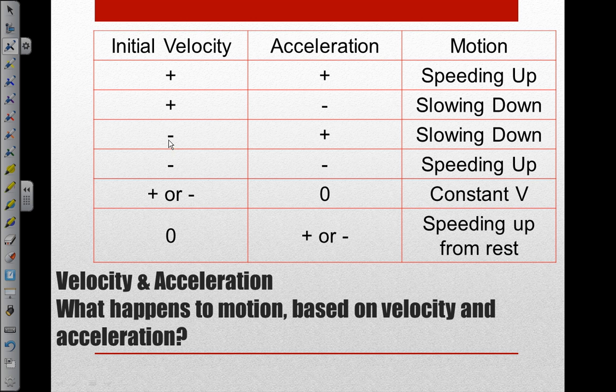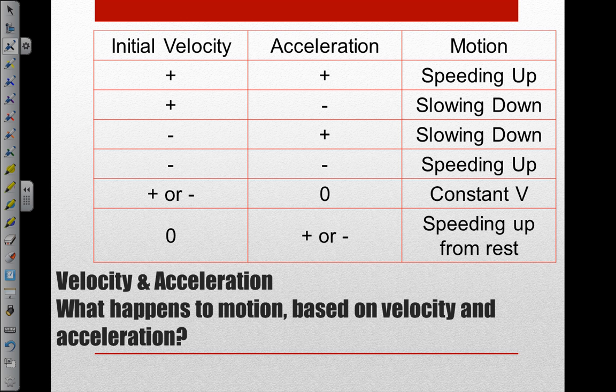But in row 3, if you start with a negative velocity, and then you make the acceleration more positive, before it can go from being negative velocity to positive velocity, it has to pass through 0. So by taking something in negative and moving it towards the positive values, you're moving it closer to 0. And if you move it closer to 0, that means you're slowing down. Okay?